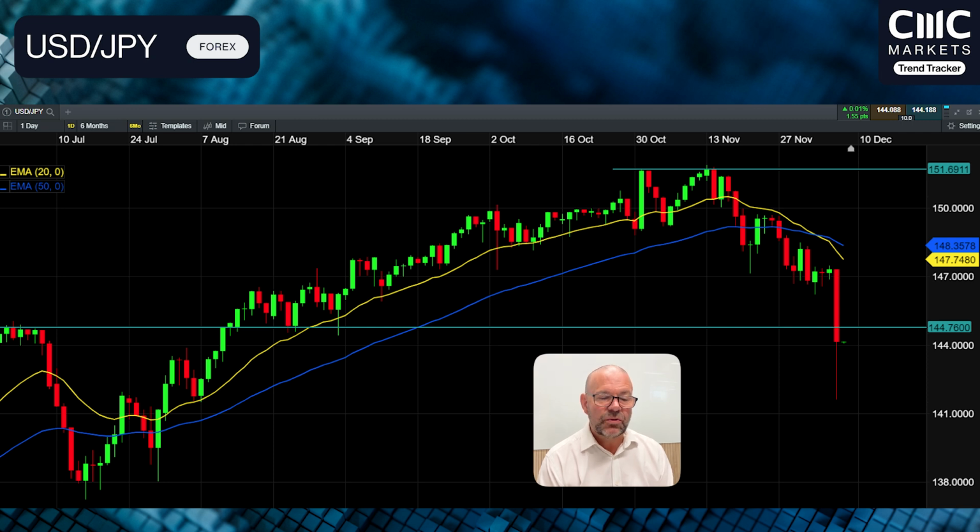You can see technically as well that we had the 20 and 50 EMAs cross over, what's called a death cross. That's a potential bearish signal on the daily charts. And you can see the result of dollar yen collapsing 500 pips overnight. From here, focus on US economic data releases and the BOJ December 19th meeting.